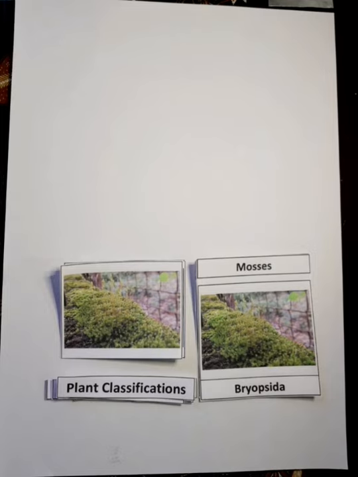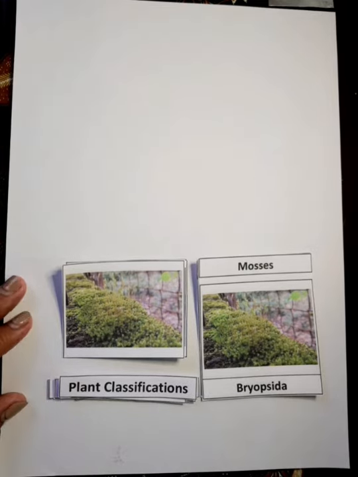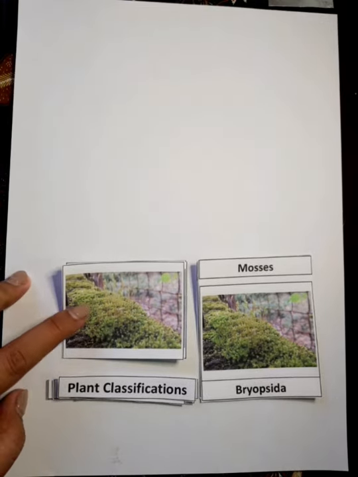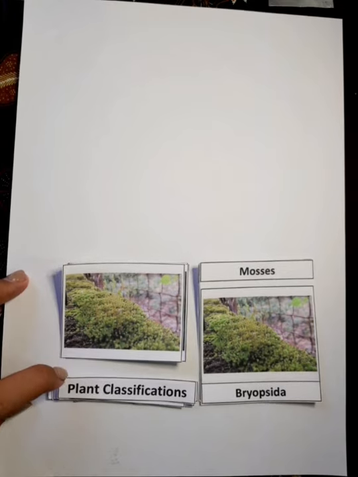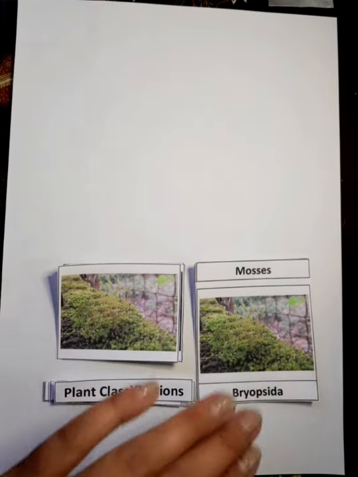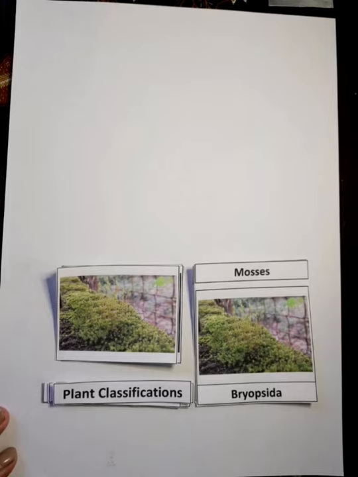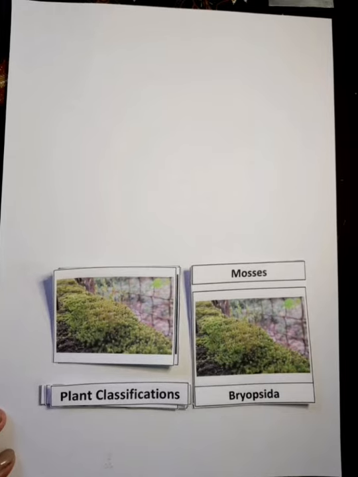Okay, it's Montessori time. In today's Montessori time, we are going to learn 4 large groups of plant classifications. Here, as you can see, we have prepared the video cards, the labels, and the control cards. Okay, let's work.